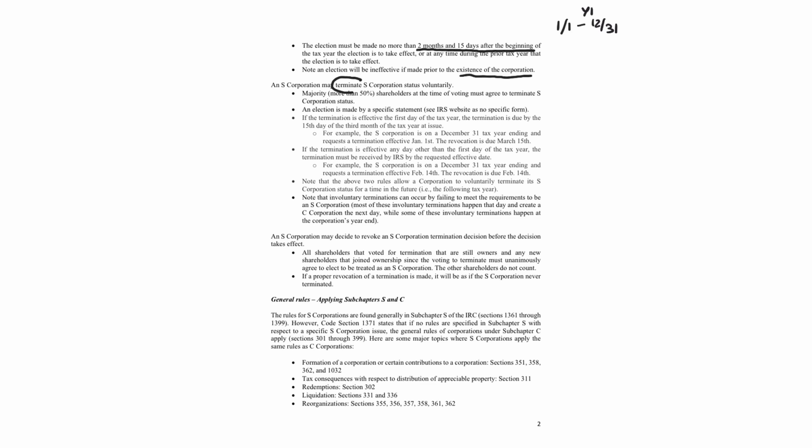Terminating S corporation status. So there are two ways you terminate S corporation status: voluntarily and involuntarily. Let's talk about voluntarily first. So let's say we've been an S corporation for several years and we want to terminate our S corporation status.